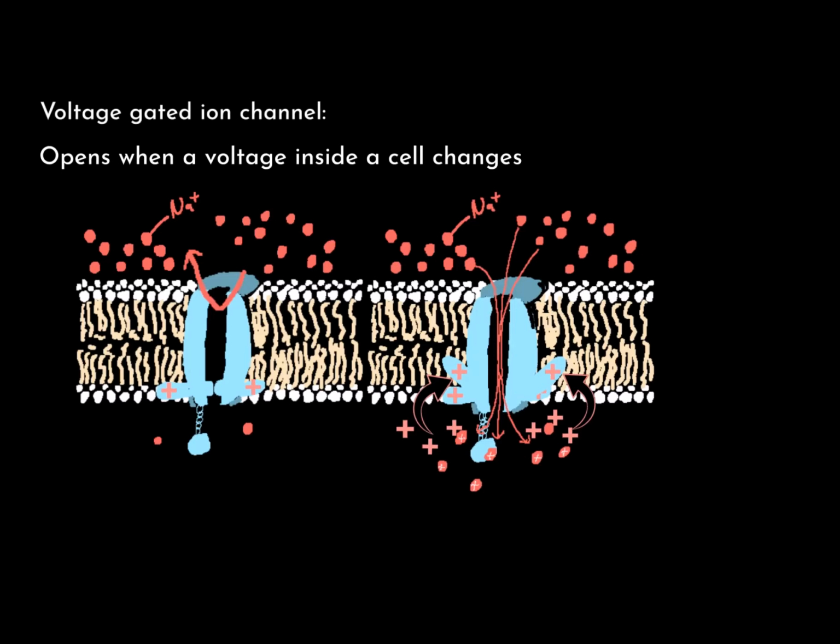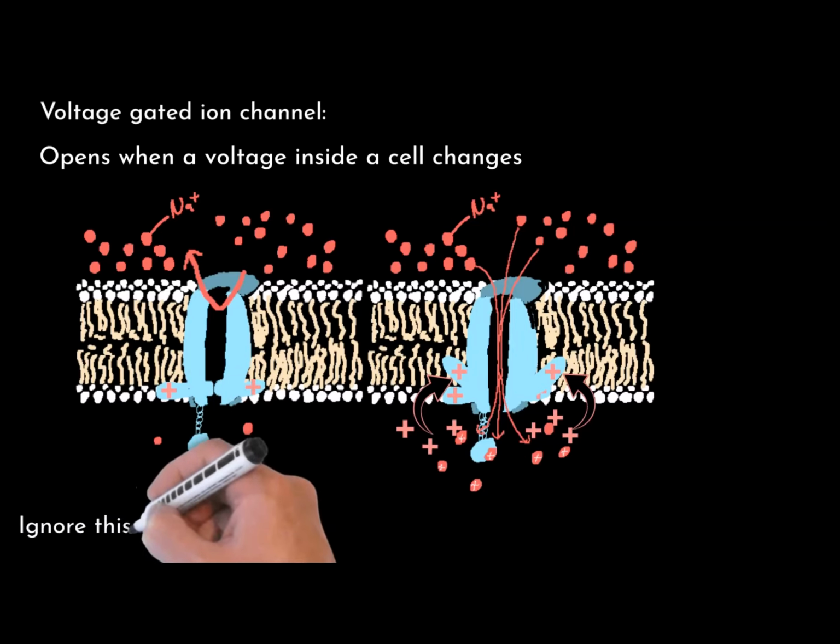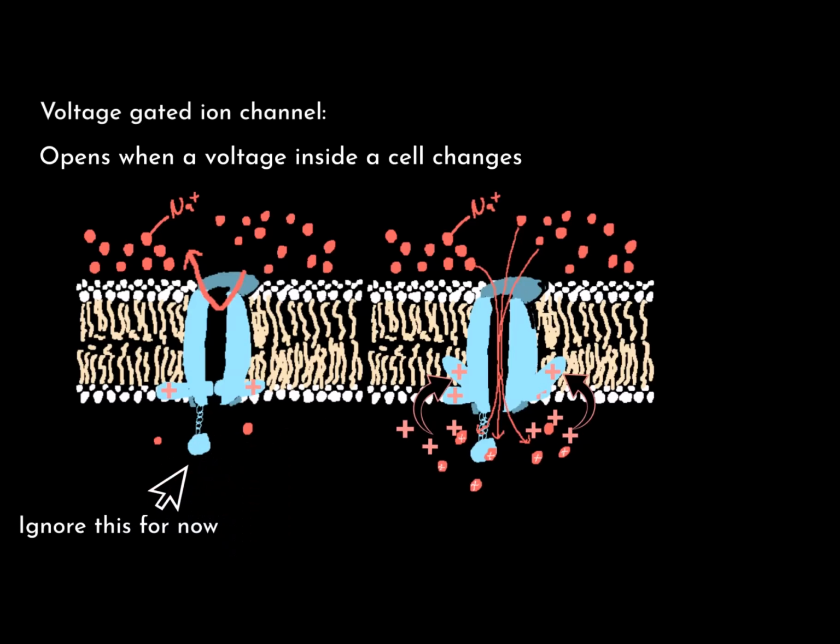For now, we're going to ignore the ball that you see floating here. That'll be important down the road. The increase in voltage necessary to open the voltage-gated sodium channel is called the threshold voltage. Below the threshold voltage, the channel is not open. Above the threshold voltage, the gates will open and allow ions to pass.